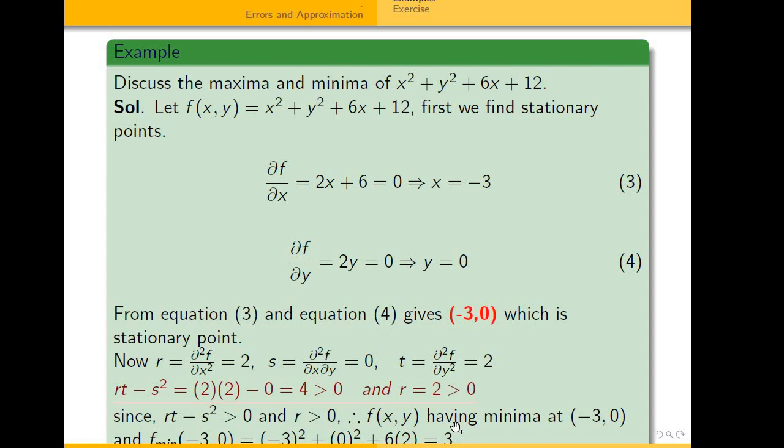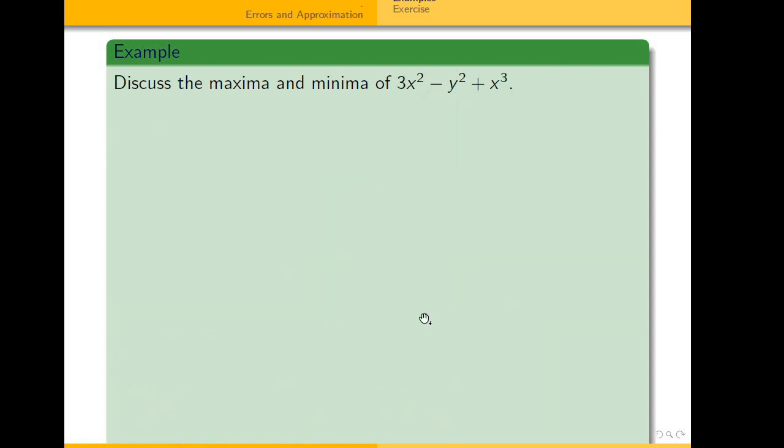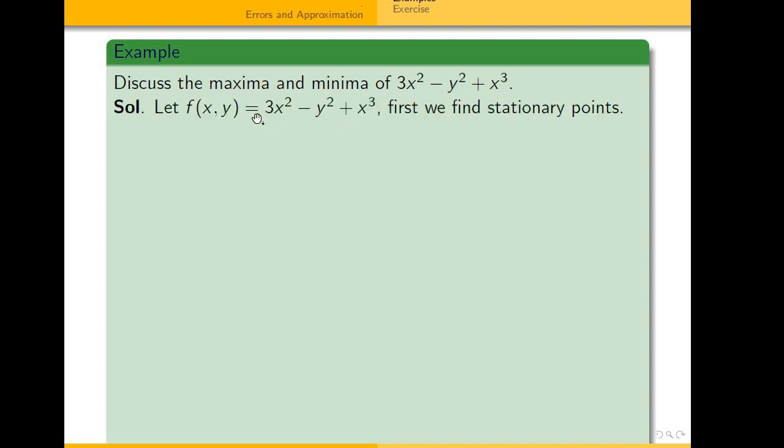Okay. Now, in a similar way, we'll try to find the maximum and minimum for the next problem. Here our example is 3x square minus y square plus x cube. Now here we will write f of x, y is equal to 3x square minus y square plus x cube.